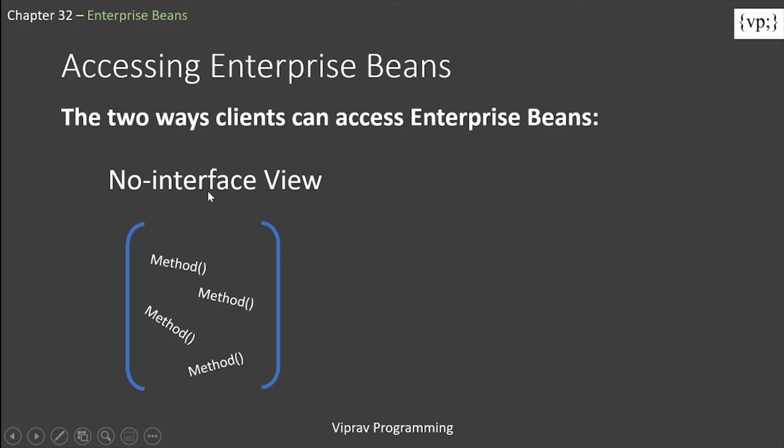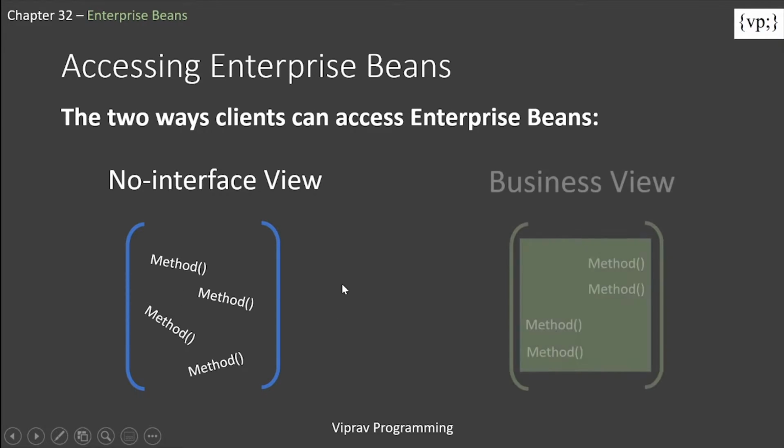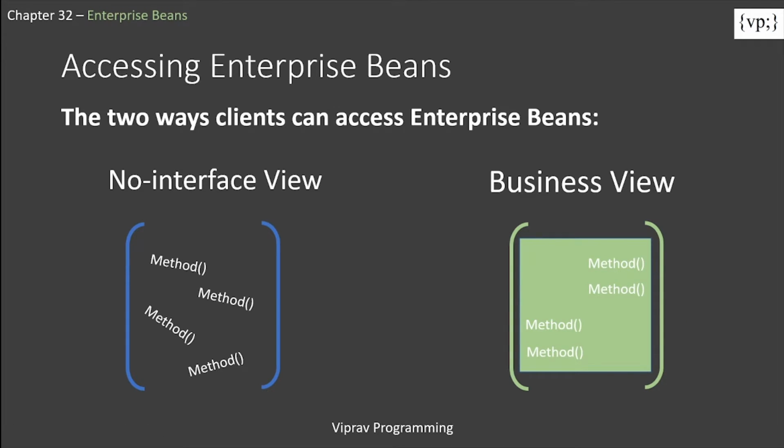Clients can access enterprise beans in two ways. Either a no-interface view, where there are public methods, so you can put your hand in and pull out any method you want. And then there's the business view, which is a bit more closed and more constrictive. But sometimes this can be a good thing, especially if you don't want people delving into your code.